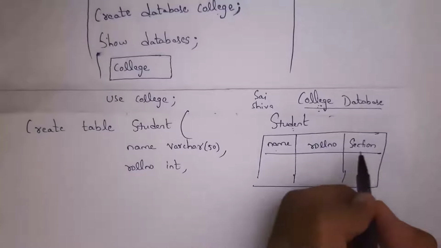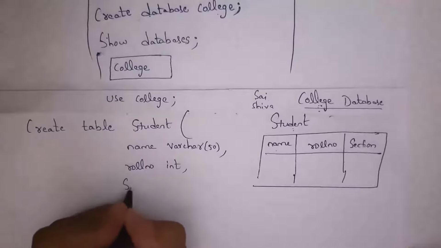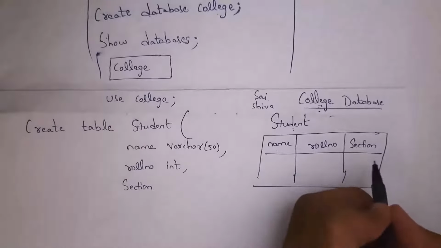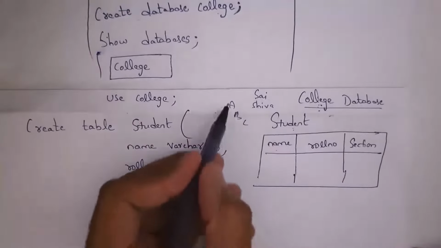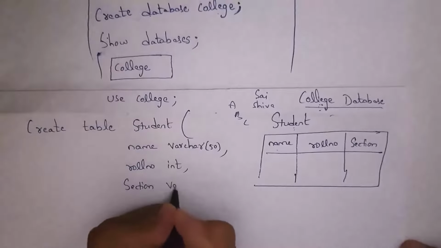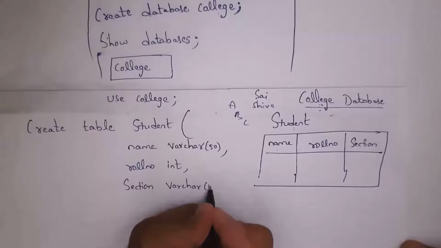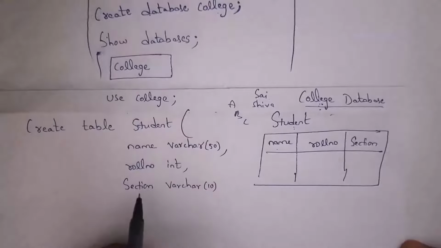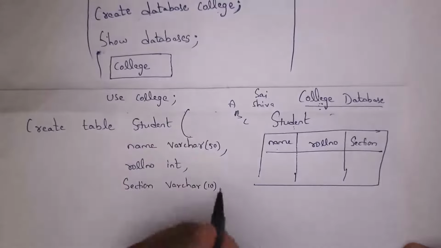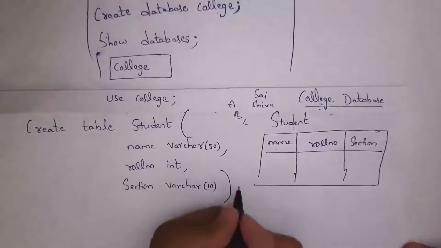Comma, next column is section. So just write here section. And here you need to give data type. I want to give section like section A, B, C, so on. So all are single characters. So you need to give data type, that is varchar. For example, I will give here size 10. That means this section column will support up to 10 characters. We open bracket. Now we need to close this bracket and give semicolon.